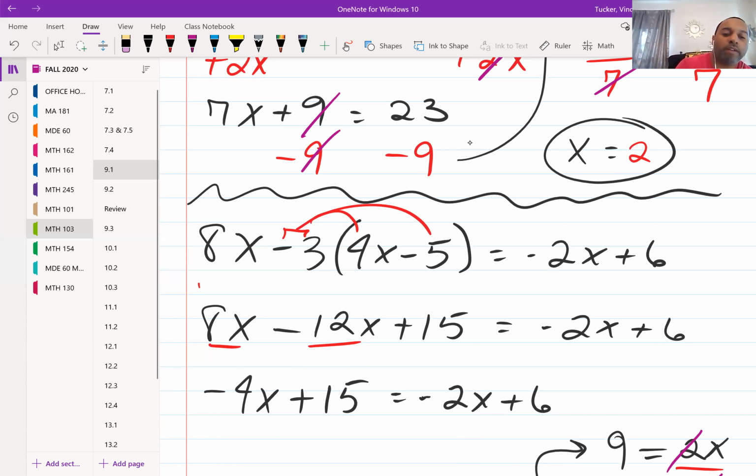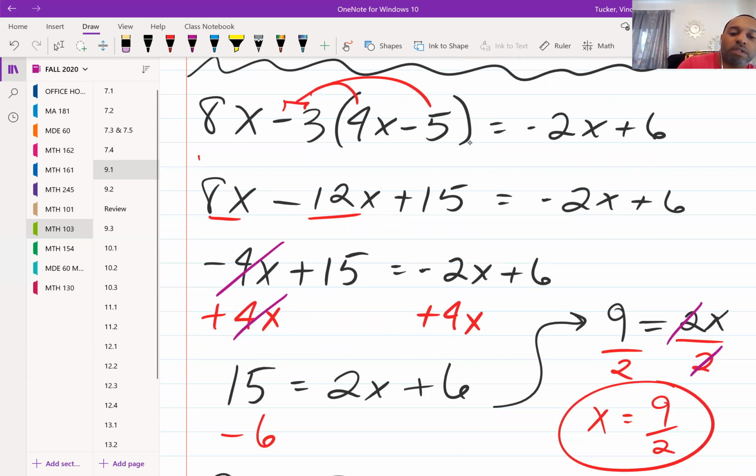Once again, we have x terms on different sides of the equation. Get all of your terms with x on one side, and all of your terms without x on the other. I'm going to add 4x. So the 4x cancels on the left, and that leaves me with 15. And then on the right, negative 2x plus 4x is 2x, and that's plus 6.